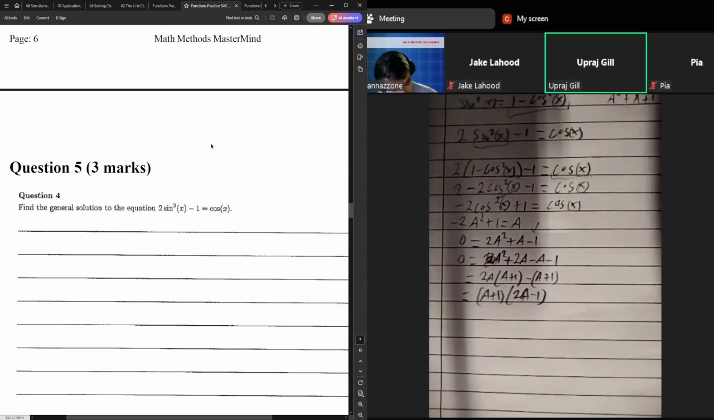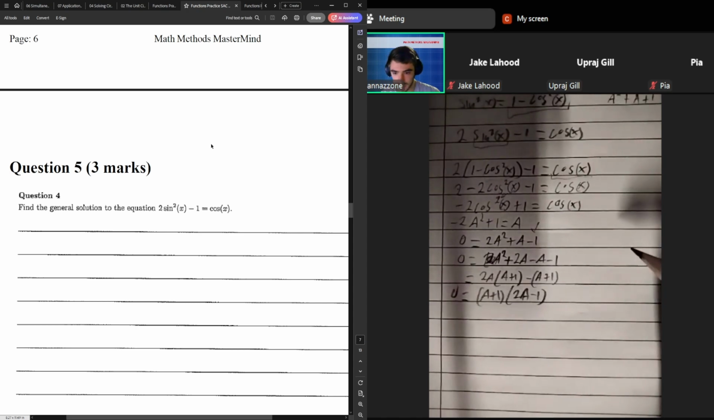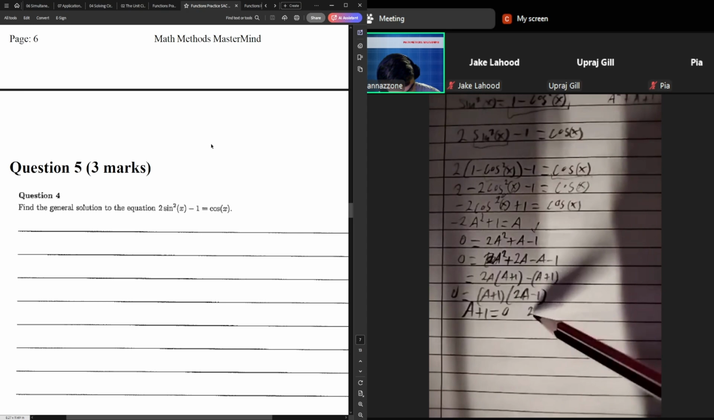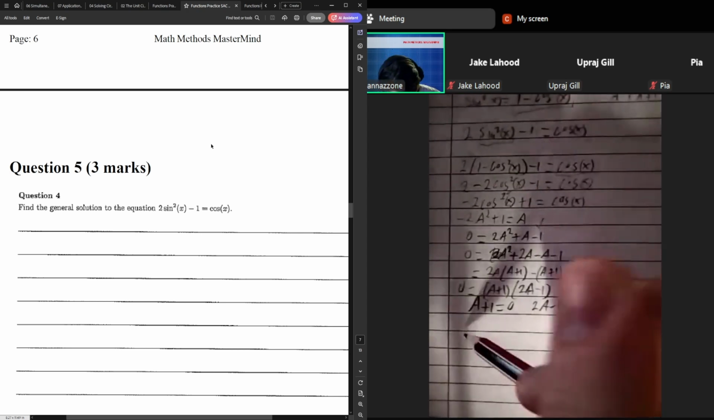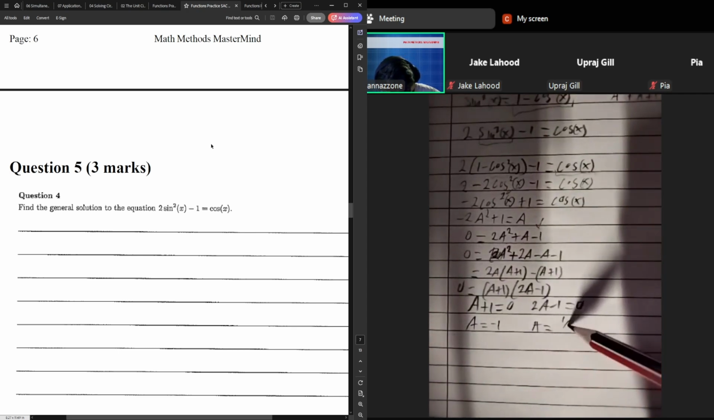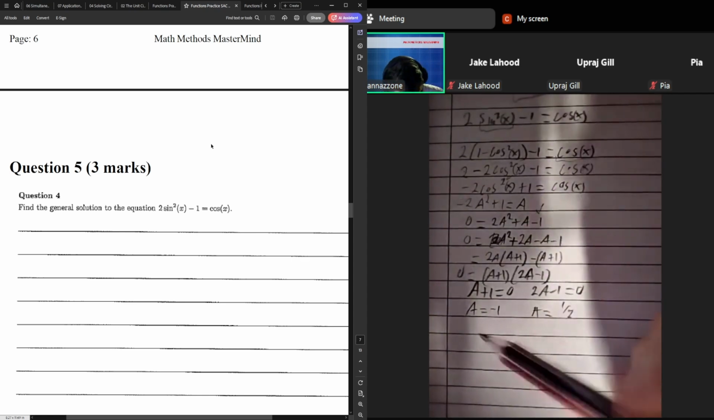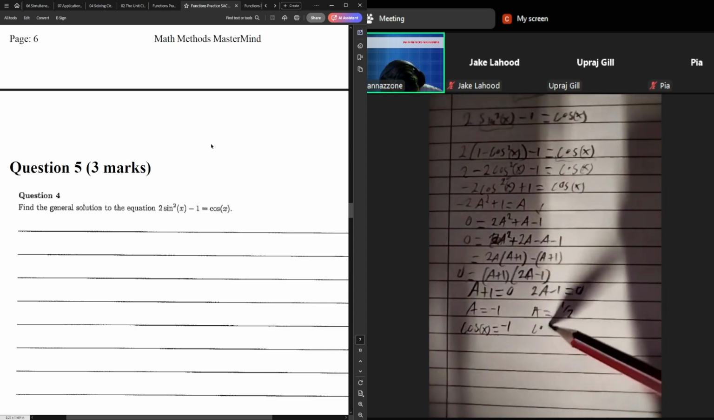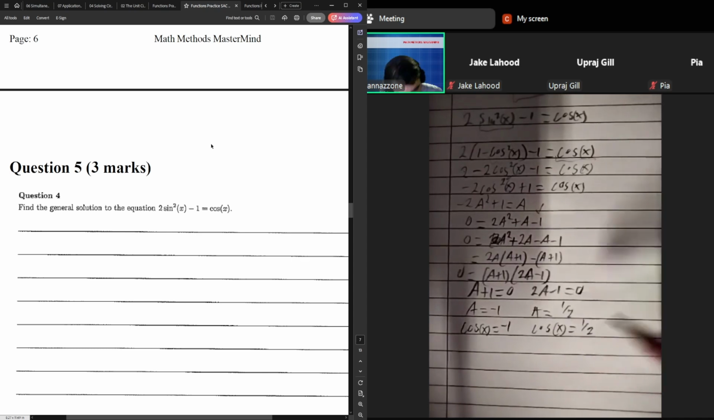Yeah. Sweet. And because that all equals 0, what you've now got is the null factor law. A plus 1 equals 0, or 2a minus 1 equals 0. From there, you've got a equals -1, or a equals a half. Just keeping in mind that a was cosine. So now it's just, where is cos equal to -1, or cos equal to +1/2.